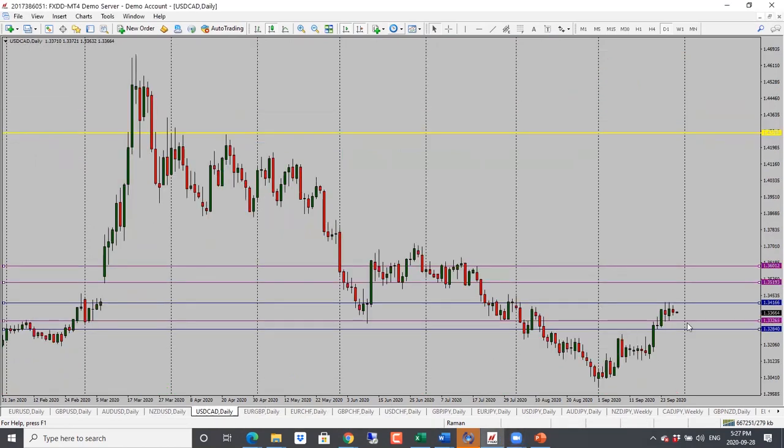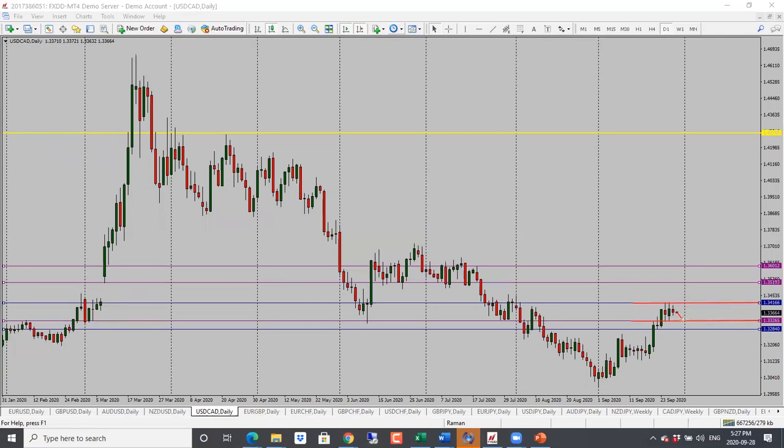Dollar CAD here, this one has not been doing anything. This is completely stuck here in a sideways move. So it looks like the market is waiting to see what happens with this stimulus package here. Right now, this is neutral, this one hasn't done anything in the last 4 days. So bias is completely neutral.